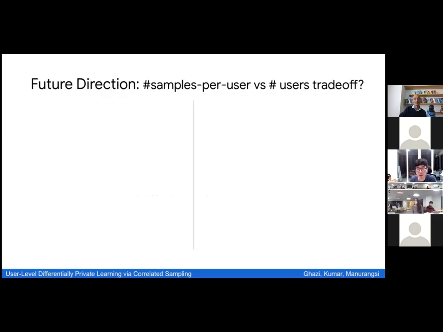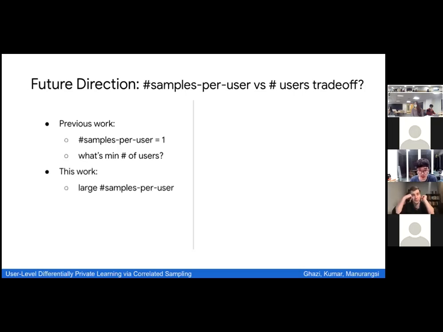So, two open questions. The first one is the question about the trade-off between the number of samples per user and the number of users. Previous work restricted the number of samples per user to 1 and then asked what's the minimum number of users. In our work, we just assume that the samples per user is very large, large enough that each user can completely learn the model. And then we just ask, what's the minimum number of users? So the question here is what happens in between?